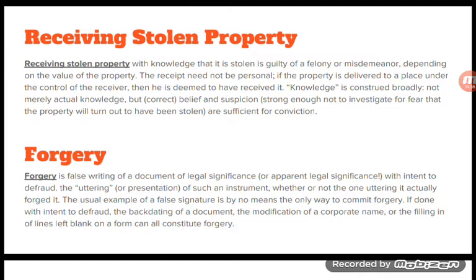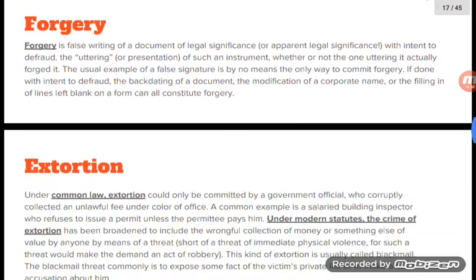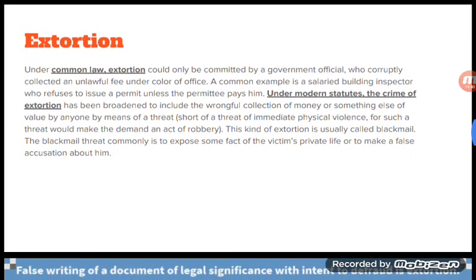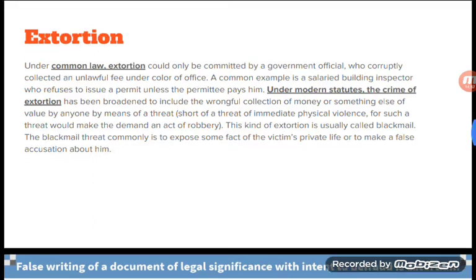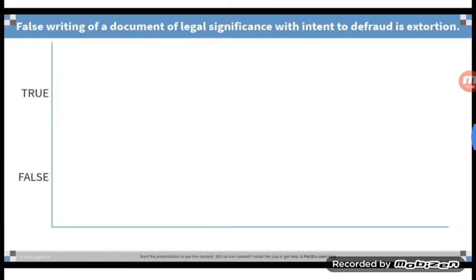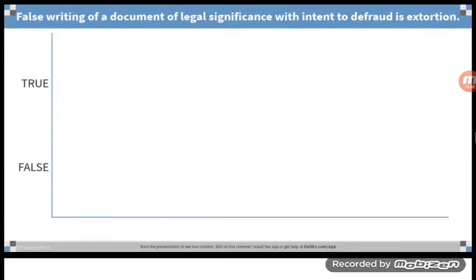Forgery, again, requires intent to defraud, similar to false pretenses. Extortion used to require government officials, but now it's been broadened. Extortion is typically called blackmail. The false writing of a document of legal significance with an intent to defraud is forgery.